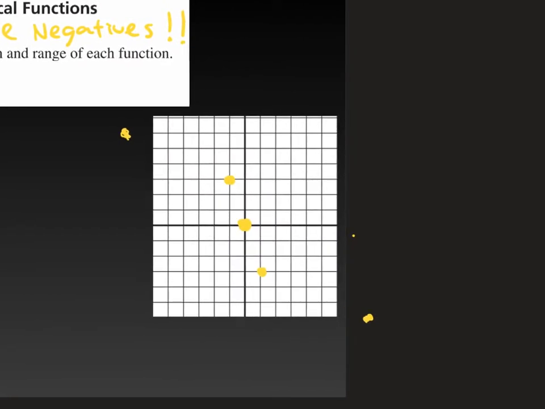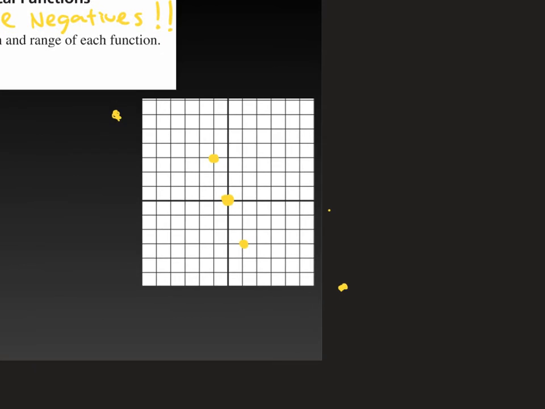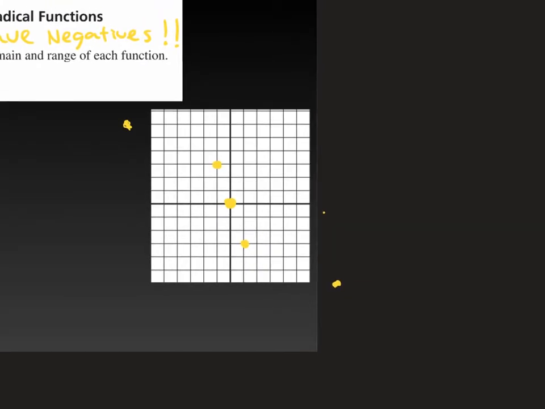It's important that our graph has the same shape as our parent graph. So it has to have that squiggly line shape. That's why I plugged in more numbers here, so we can see that shape happening. This is not great, but you guys see the shape. So it has this squiggly line going on.